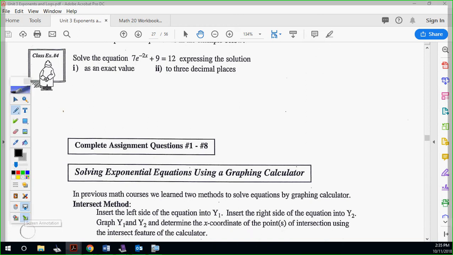So in general, guys, when you get an equation like this, isolate the exponent. So I'm going to minus the 9. So 7e to the negative 2x equals 3. And I'm going to divide by 7. e to the negative 2x equals 3 over 7. And this is where we want to ln both sides.